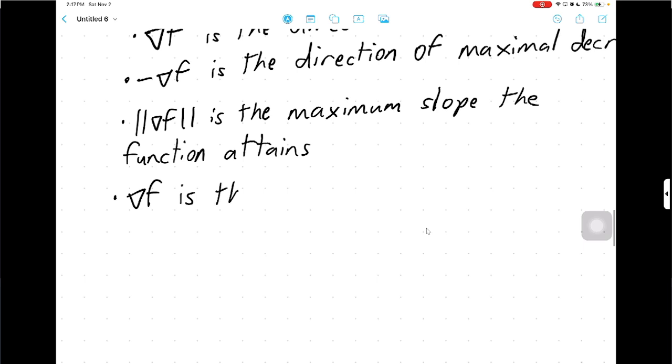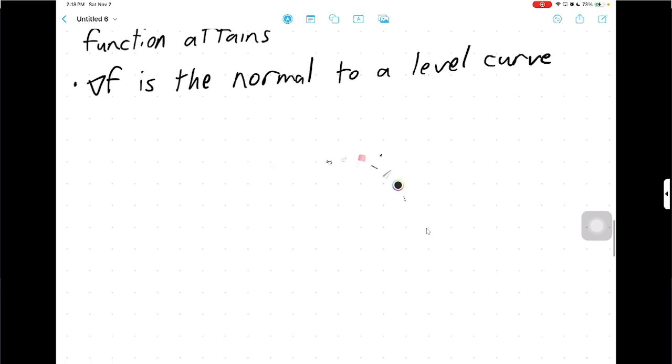Gradient of f is the normal to a level curve. That's the final one we want. All right, let me just go ahead and see if there's anything up in the chat. Okay, so normal to a level curve.